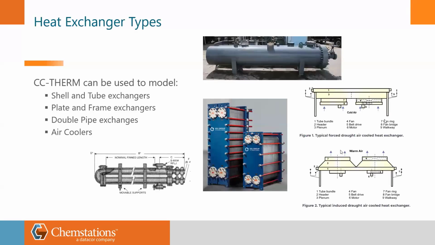So let's get started. What type of heat exchangers can we model with CC-THERM? CC-THERM can be used to model shell and tube heat exchangers, plate and frames, as you can see here, double pipe heat exchangers, and air coolers, whether they are forced draft or induced draft. But the most popular, the ones that I and support work with the most, are shell and tubes. Those are the most popular heat exchangers that we model.